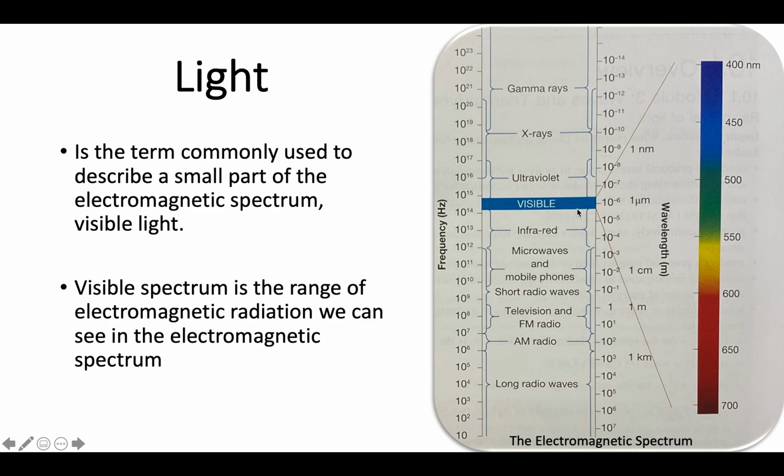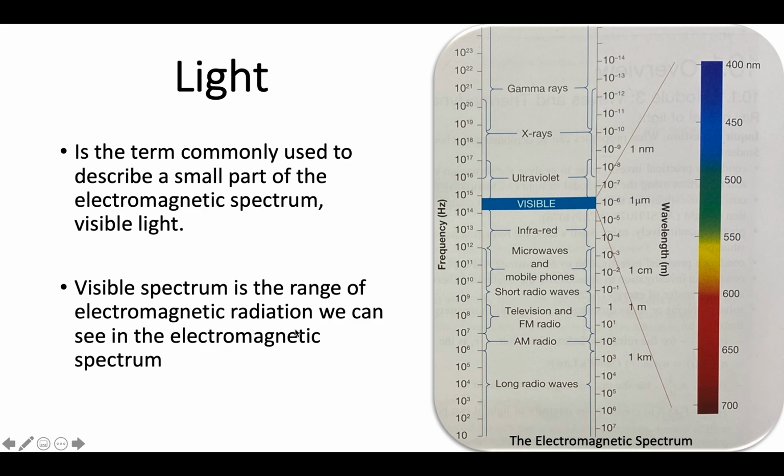Okay, so it's a small part within that region, which ranges from 400 nanometers to 700 nanometers. So this is the range that we can actually see. All right, now in terms of frequency, in terms of wavelength, that's the range of wavelengths that we can see as visible light.